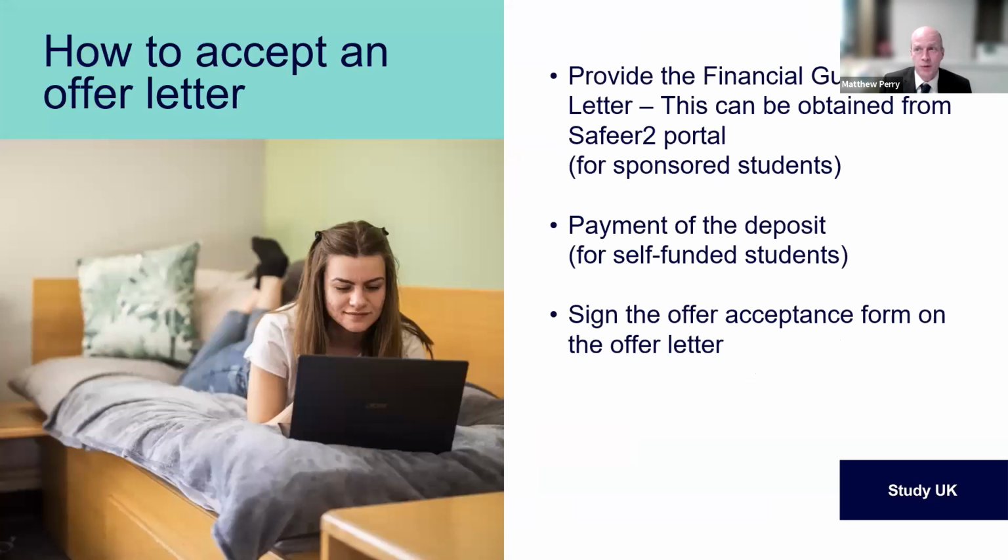So how do you do that? Well, it depends if you're a sponsored student or whether you're a self-funded student. By self-funded, I mean, are you paying the fees or are your family paying the fees? If you are a sponsored student, you will need to provide the university with a financial guarantee letter, and this can be obtained from your sponsor. If you are a self-funded student, you will need to pay the deposit on the course. And please don't forget to sign the offer acceptance form and send it back to the university.